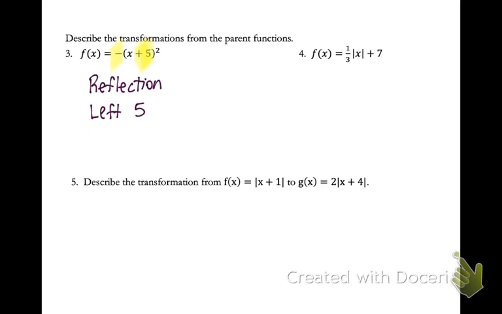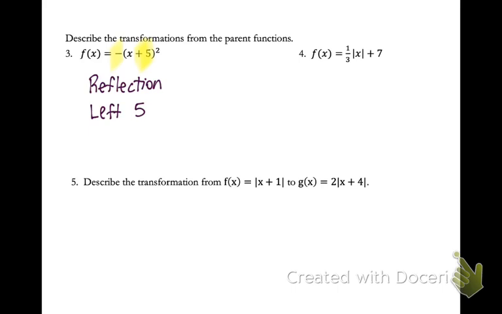I also meant to mention on problem 3 that is a quadratic equation, and we know that because it has a degree of 2, the squared up in the top right. Problem number 4. While we're at it, we may as well talk about that is an absolute value equation, and I know that because of the absolute value bars around the x.